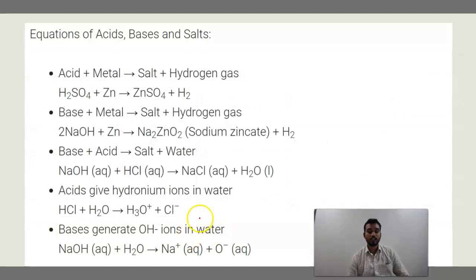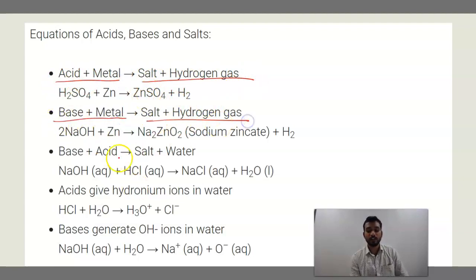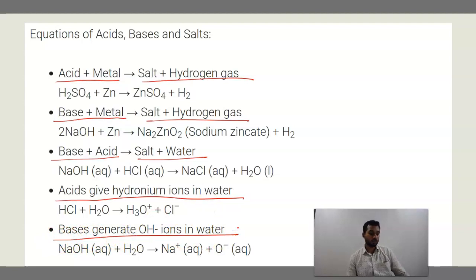So equations, as I said, when acid reacts with metal, it gives salt and hydrogen gas. When base reacts with metal, it gives salt and hydrogen gas. Base reacts with acid to give salt and water. Acids give hydrogen ions in water. Bases generate OH ions in water.